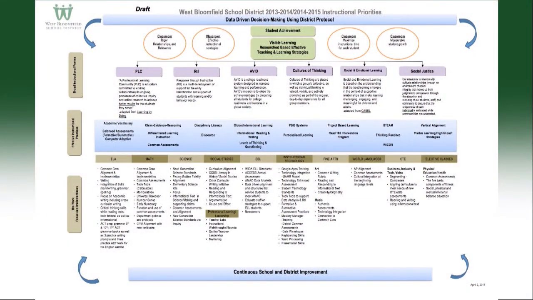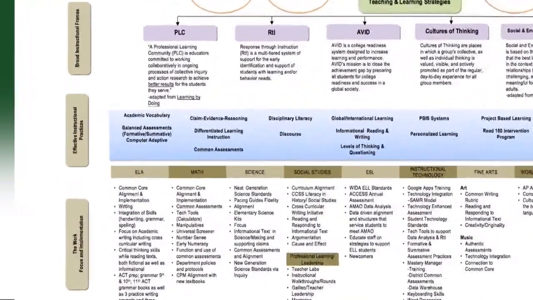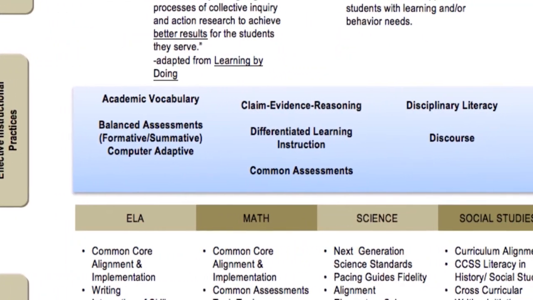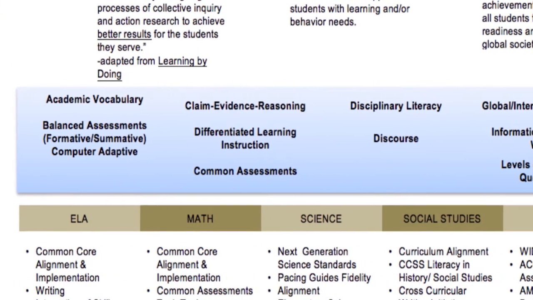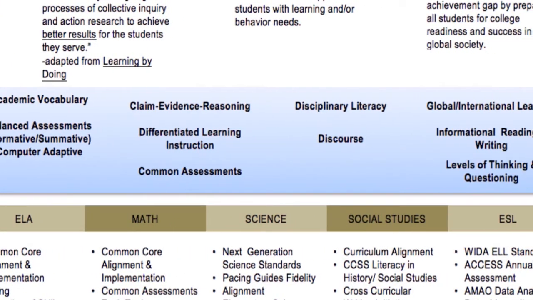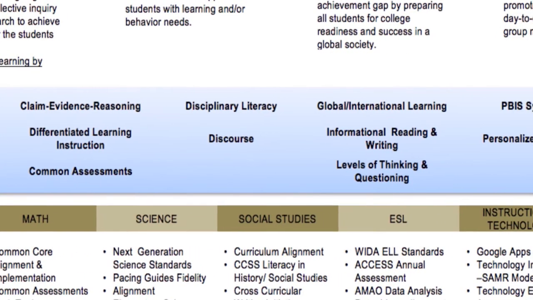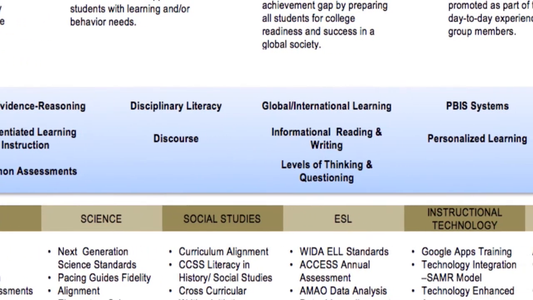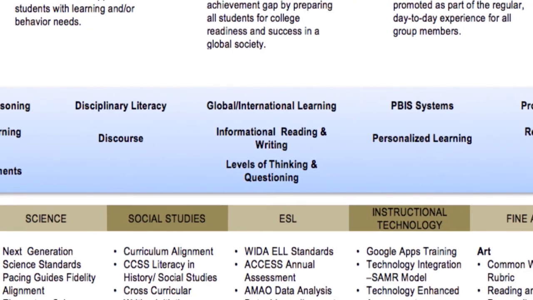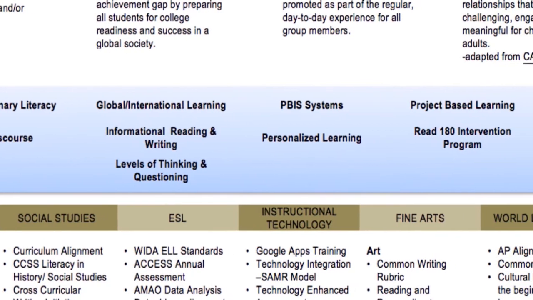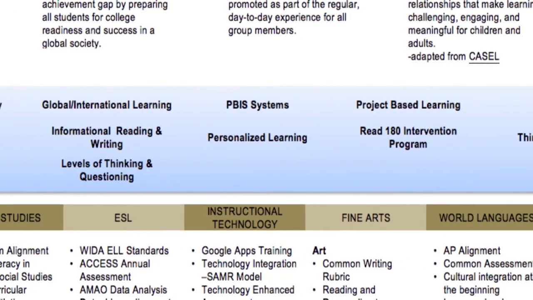If you move to the next section of the instructional priorities document, indicated in blue, these are the effective instructional practices. These are high-yield strategies that, if you walk into any of our West Bloomfield classrooms, you will see some of. We have determined as a learning community that we're certainly getting the best bang for our buck, so to speak, in terms of the implementation of these strategies.